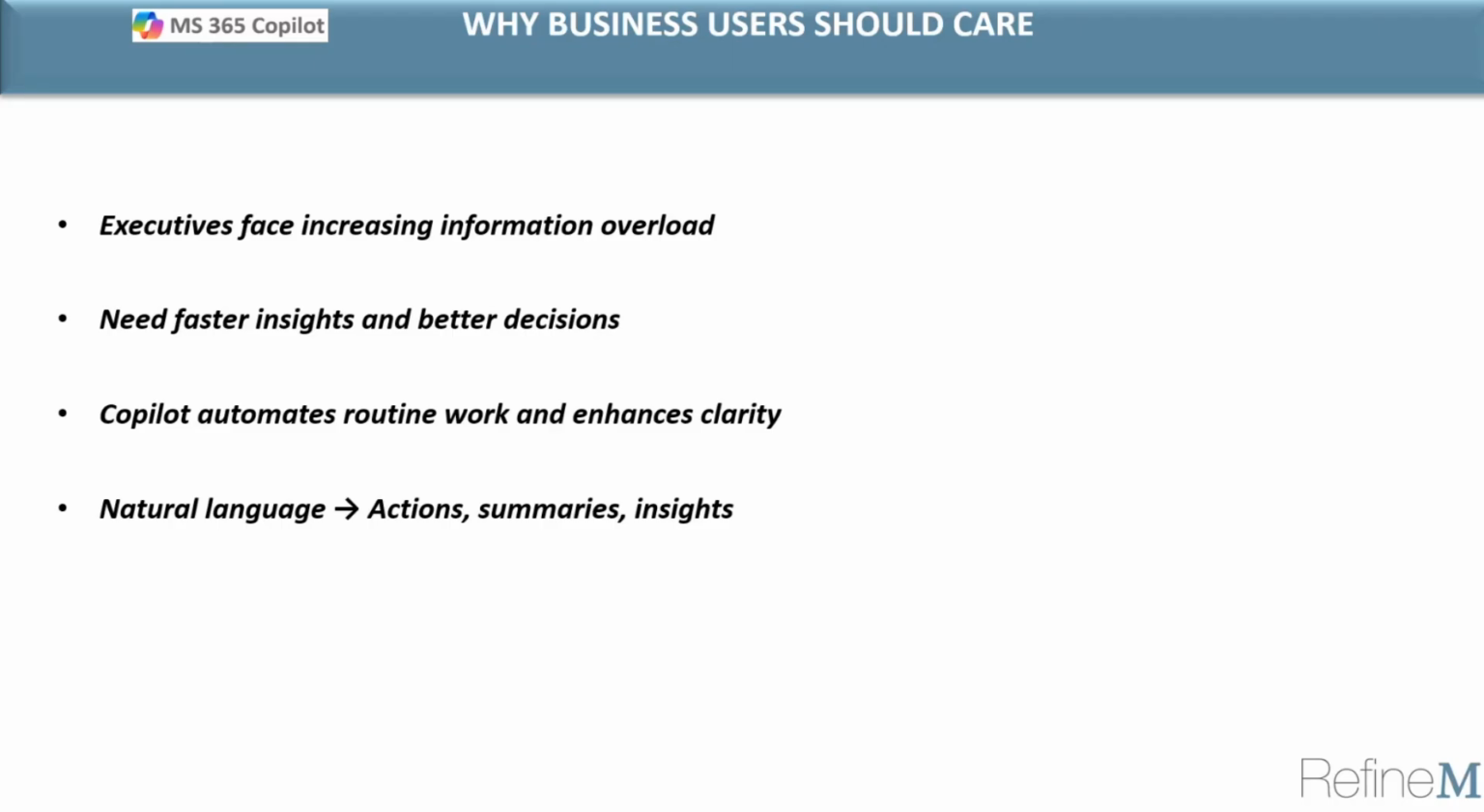Also, Copilot, as we will see maybe in this webinar or maybe the next, can help automate a lot of routine work, and it also enhances clarity. For example, if a customer has sent me an email and I'm not very well aware of that area, I can always go back to Copilot and ask for clarity on it. Then comes natural language. Using my natural language, I can ask Copilot to create the action items, summaries or insights. Overall, looking at these points, it is going to help not only the business executive teams, but anybody who is working on this.